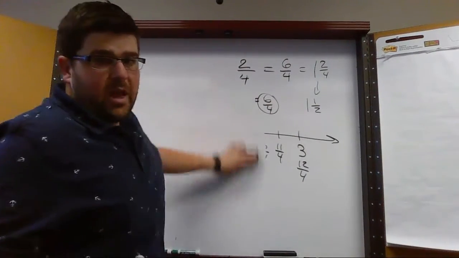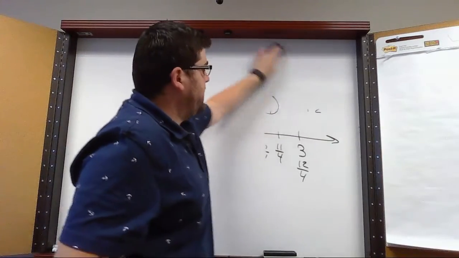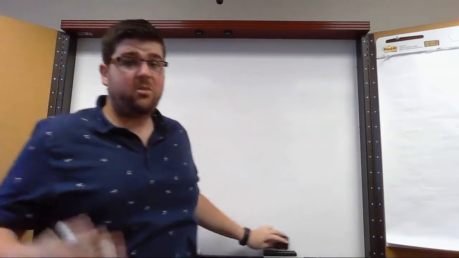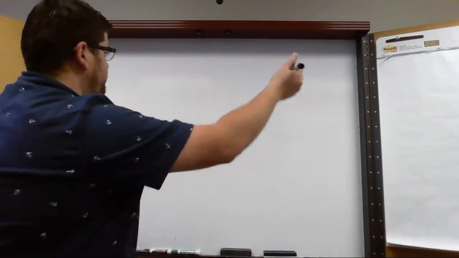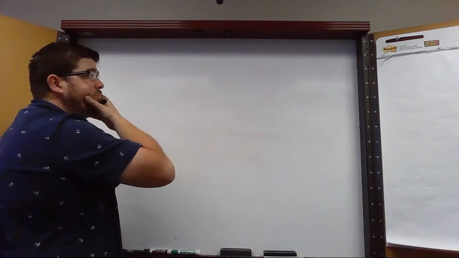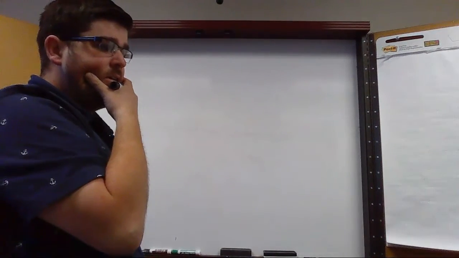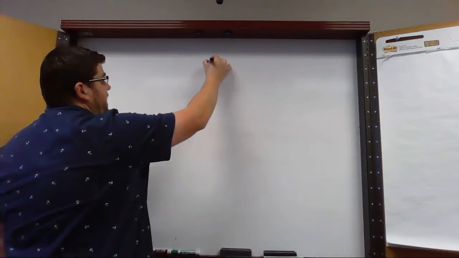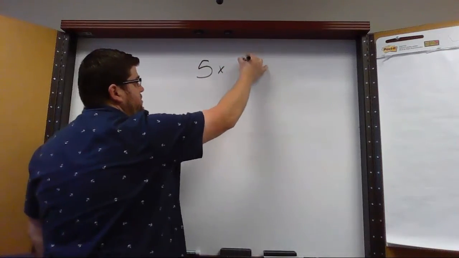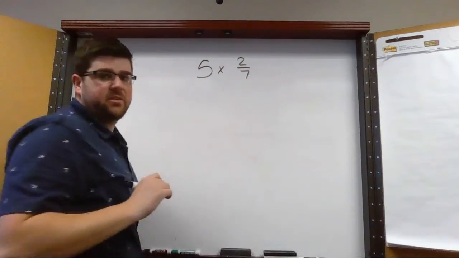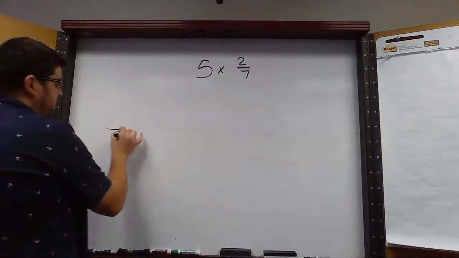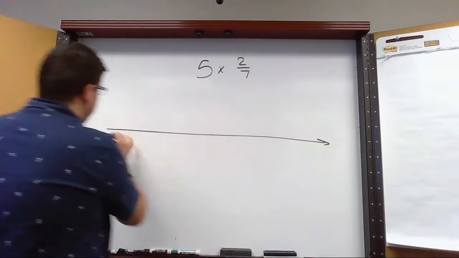Let's do another one with a number line, and then I will show you the algorithm, or the way you can multiply it without drawing a picture. So let's have 5 times 2/7. So I'm going to draw a big number line here, and I'm going to do the same thing.